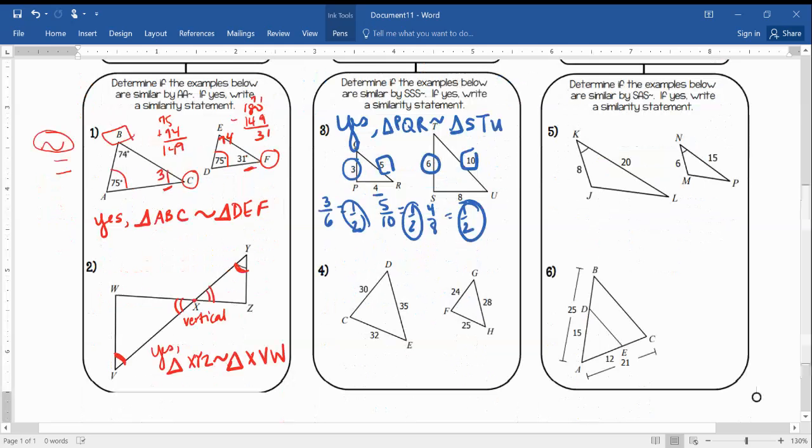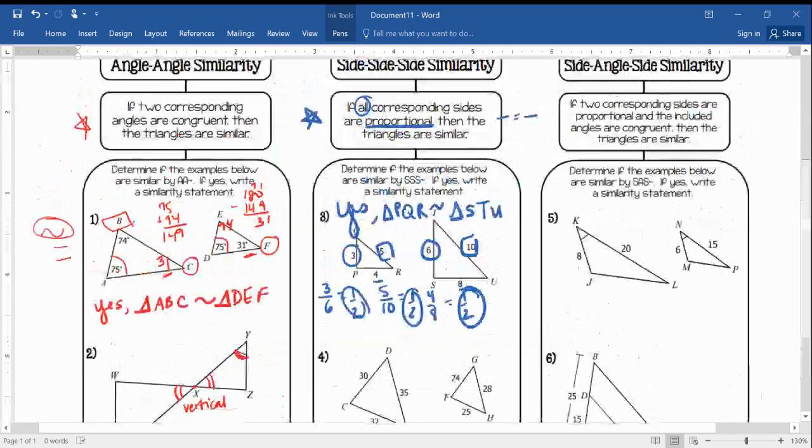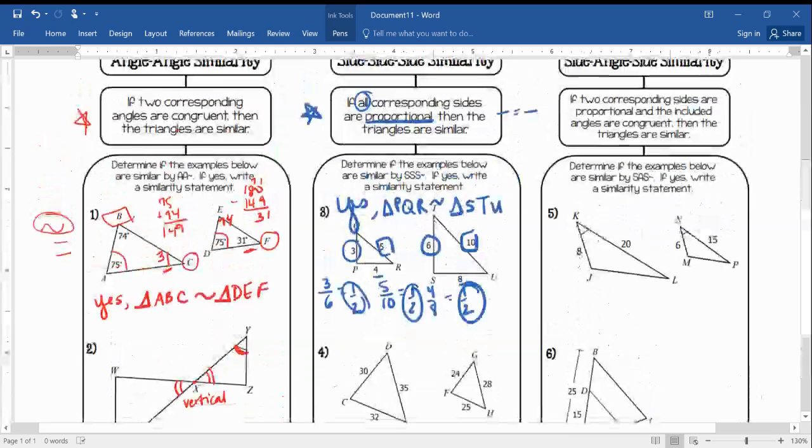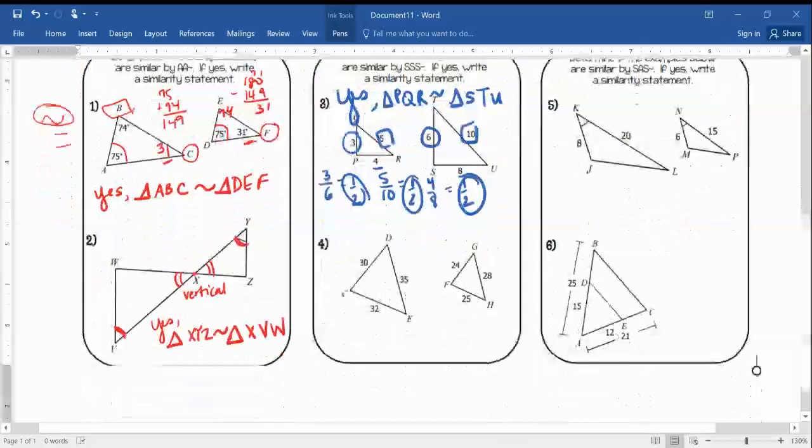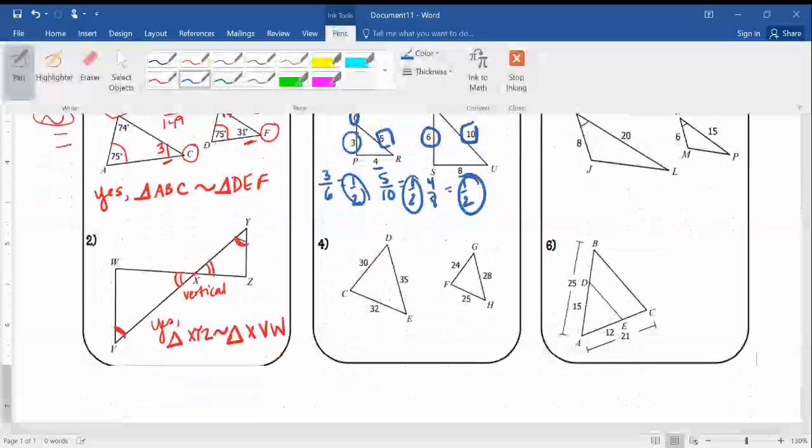All right, so when it says up here that if the corresponding sides are proportional, that means you set up those ratios and they're equal. That's what that's meaning by that. So if you see that word, that's what you need to do to verify that. All right, so let's look at number 4.